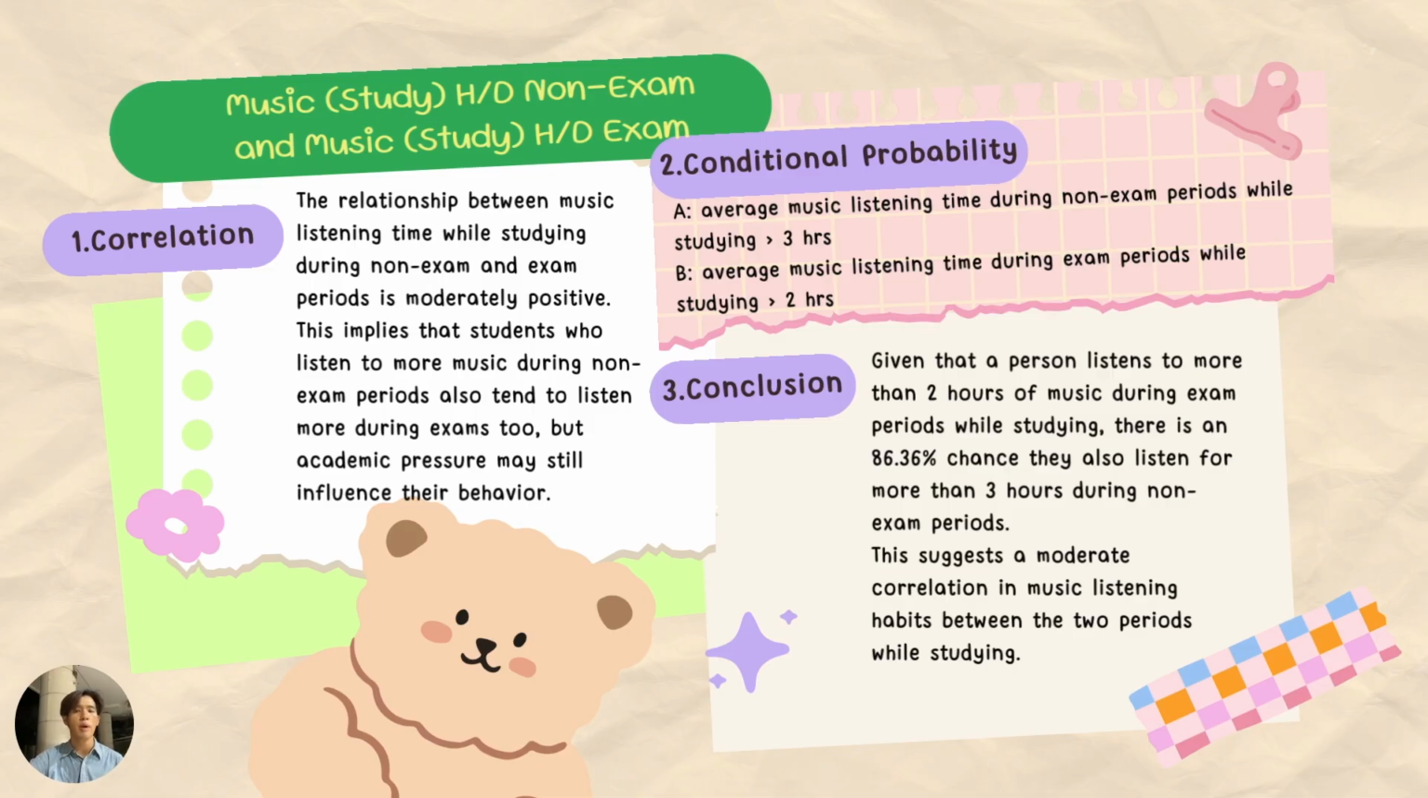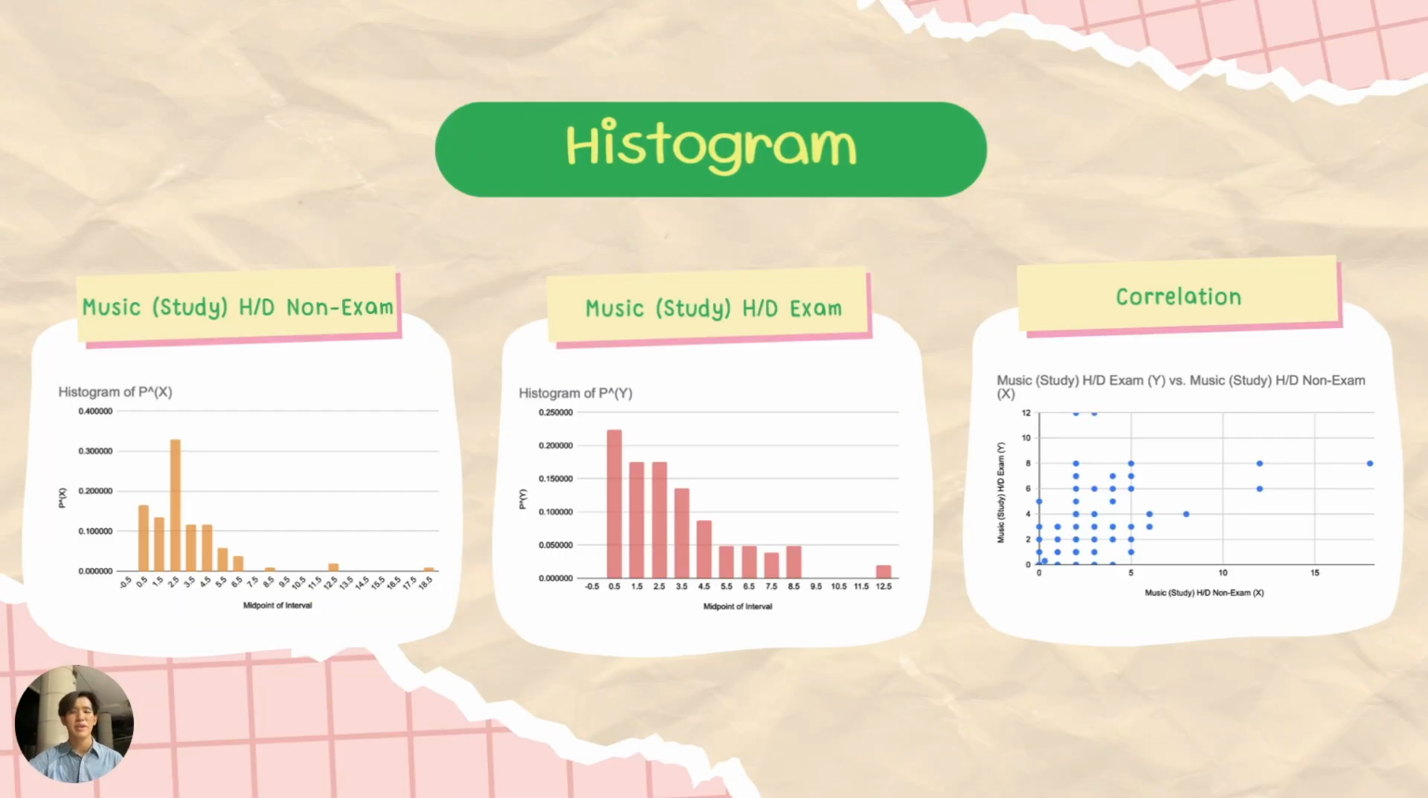And for the conditional probability, we let A be the event that the average music listening time during non-exam periods while studying exceeds 3 hours, and B be the event that the average music listening time during exam periods while studying exceeds 2 hours. For the conclusion, we found that given that a person listens to more than 2 hours of music during exam periods while studying, there's an 86.36% chance that they also listen to music for more than 3 hours during non-exam periods. This suggests a moderate correlation in music listening habits between the two periods, which adheres to the histogram that we have done.